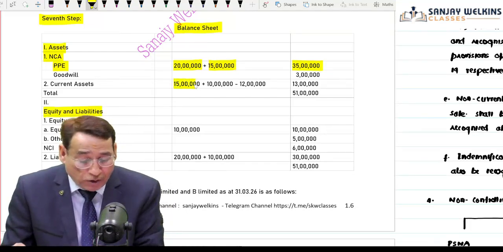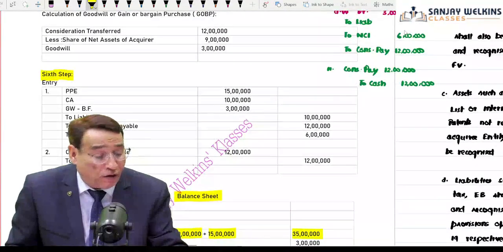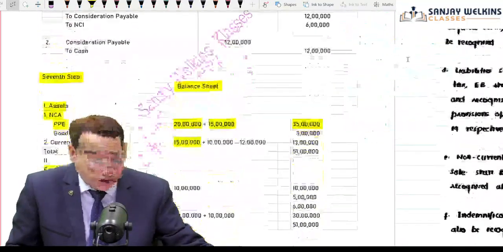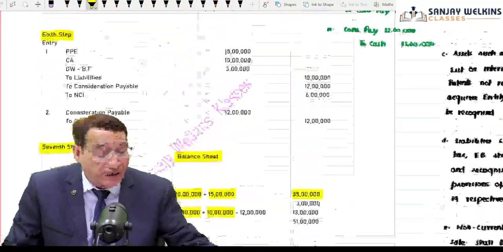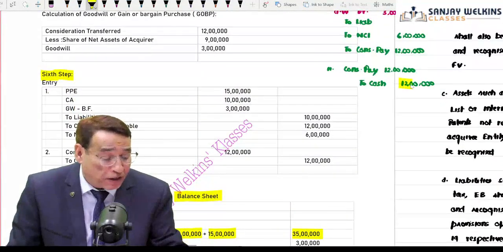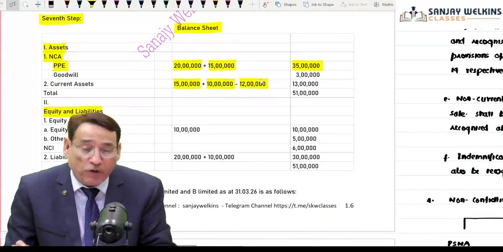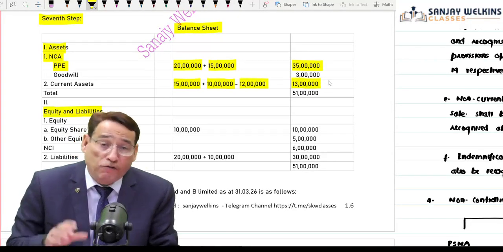Similarly, you are going to write your own current asset. And you have taken over the current assets of your acquiring entity, that is 10 lakh. Correct? So you are going to add this 10 lakh over here. But at the same time, you should not forget that you have paid 12 lakh to discharge the consideration. So that is why I will subtract 12 lakh also. So total current asset in the balance sheet will be equal to 13 lakh.